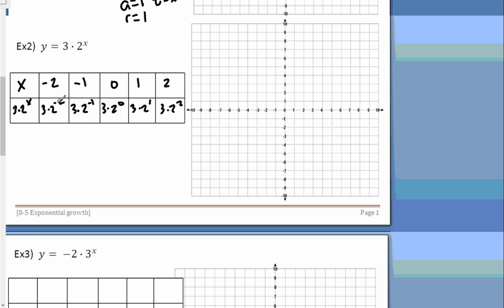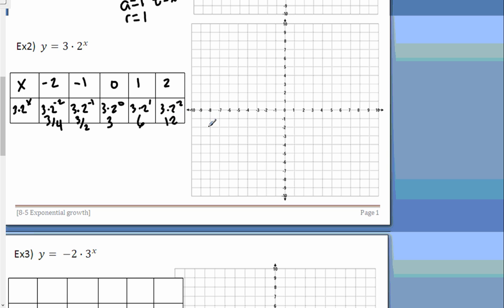2 to the -2 is 1/4, so that's 3/4. 2 to the -1 is 1/2, so that's 3/2. 2 to the 0 is 1, so that's 1. 3 times 1 is 3. 2 to the 1 is 2. 2 times 3 is 6. And 2 squared is 4 times 3 is 12. So there's my numbers, right?